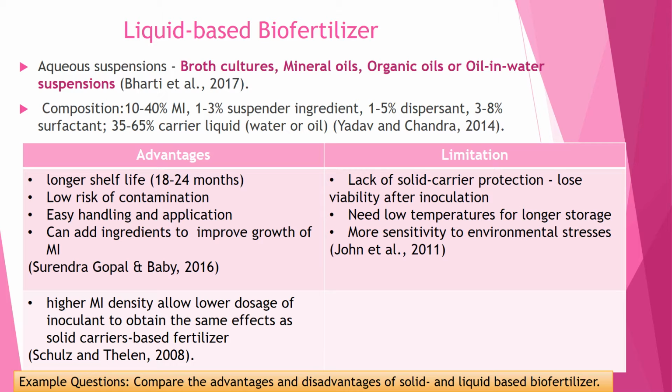At the same time, for this kind of so-called MI as a biofertilizer, we can also add other ingredients to improve the growth of the MI. For example, a low concentration of nutrient and also specific growth hormone to make sure the MI is sustained. But usually this will add extra cost. Okay? For the limitation: lack of solid carrier protection, lost viability after inoculation.